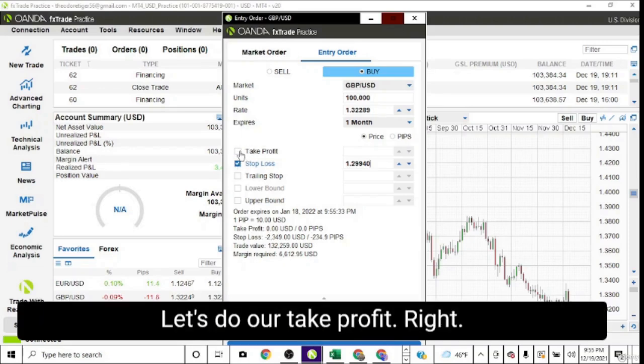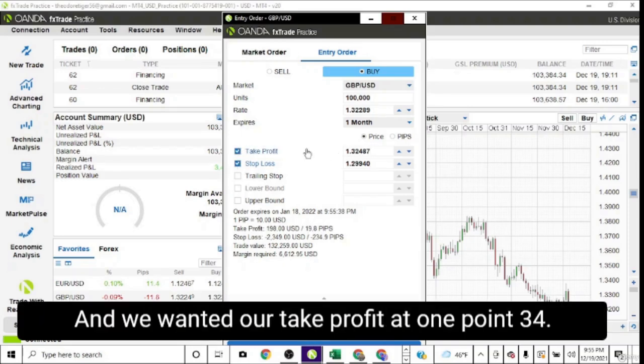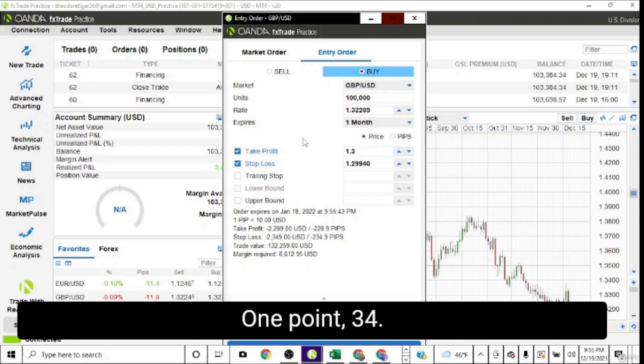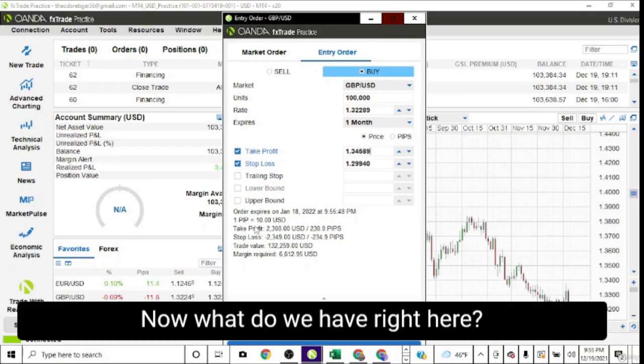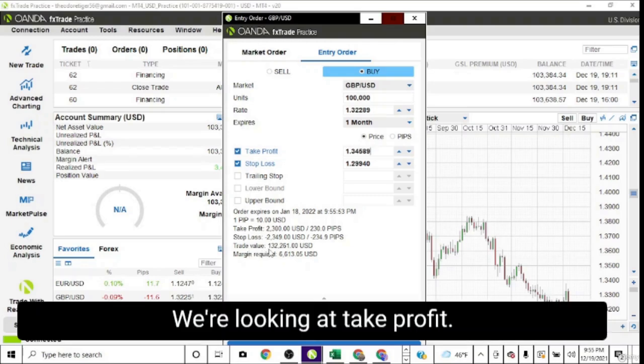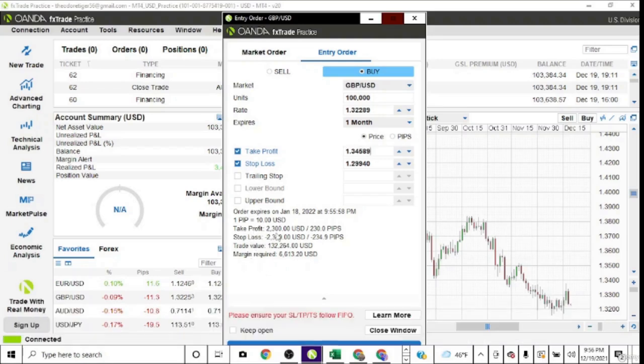So let's do our take profit, right? And we wanted our take profit at 1.34589. So let's do that. Okay. Now, what do we have right here? Right? So we're looking at take profit. That's the beauty. I think, yeah. Okay, so yeah.